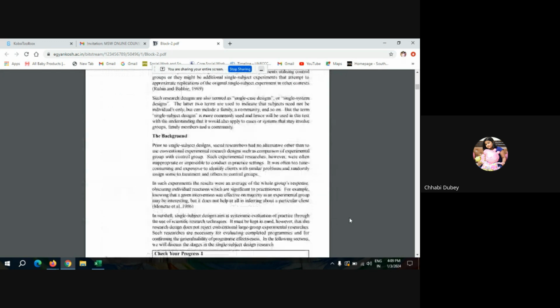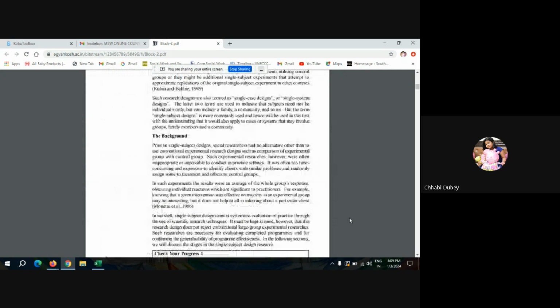Now they have actually given a little bit more detail about quasi-experimental designs, and they have talked about the background that prior to single subject designs, like what we were talking about, social researchers had no other alternative than to go for conventional experimental research designs. So they used to compare the experimental group with the control group.